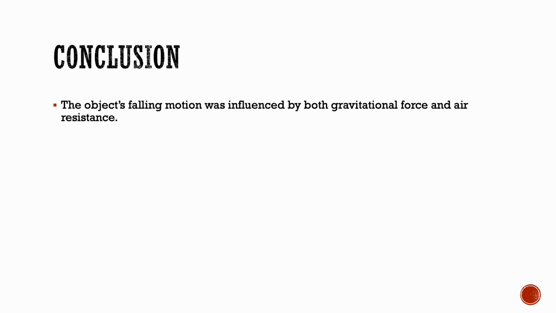Here is the conclusion of the experiment. The object's falling motion will be influenced by both gravitational force and air resistance, because the experiment dataset more closely represents the computational model with both drag force and gravitational force.